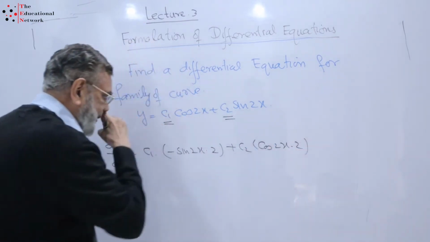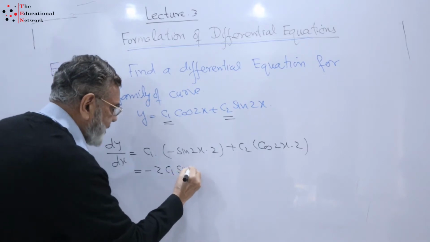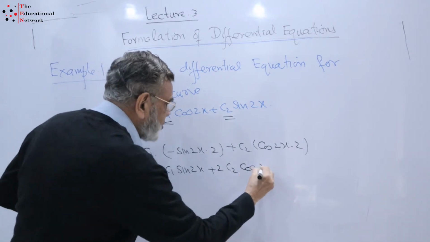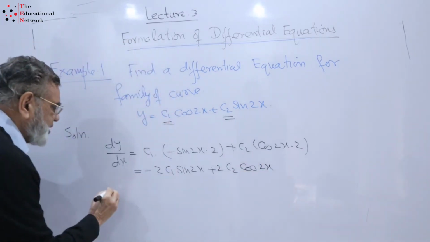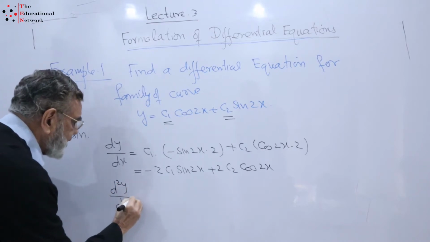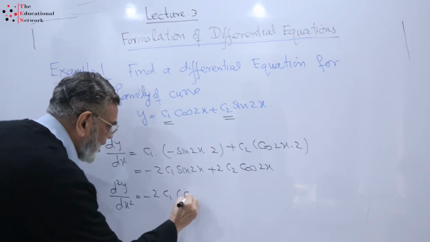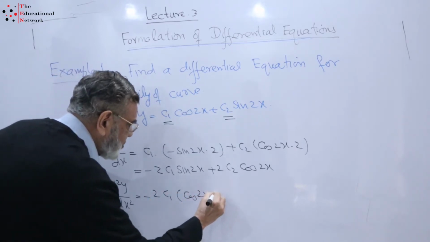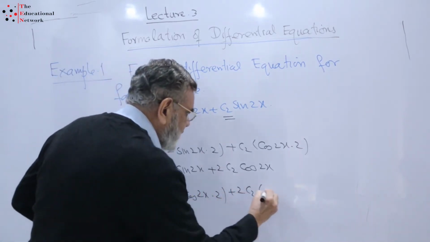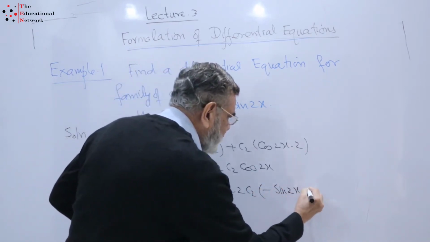So we simplify this. We get minus 2c1 sine 2x plus 2c2 cosine 2x. Now we differentiate once again. I get d2y by dx square. Again, taking the derivative, we get minus 2c1 cosine 2x, then derivative of 2x is 2, plus 2c2. We take the derivative of sine 2x, we get cosine 2x, and then derivative of 2x is 2.